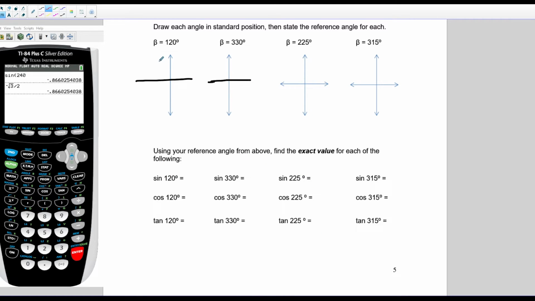So keeping that in mind, what we're going to do next is draw each of these angles in standard position, and then state the reference angle for each one. So starting off with 120, I'm going to draw my terminal arm here in quadrant number 2. And now my angle in standard position, I know that I have my 120 there. And my reference angle, therefore, is 60 degrees. So if I were to label my special triangle here, I know once again that this must be 1, this is 2, and this is √3.